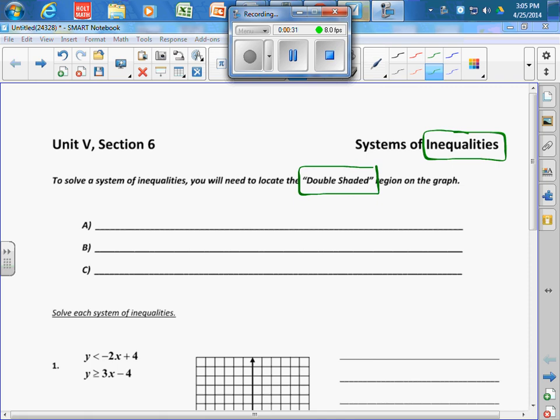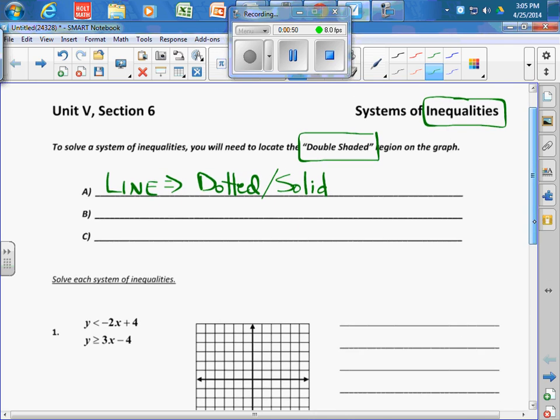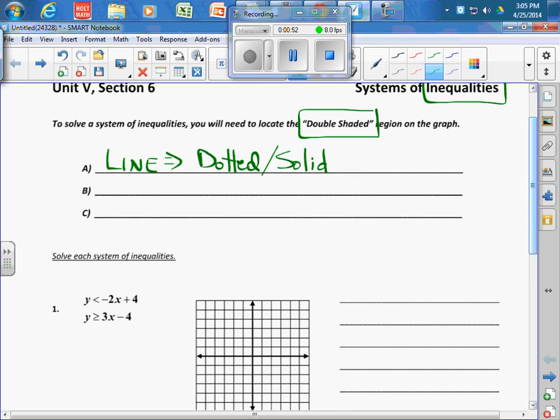Step A. Remember, we're actually going to be graphing the line. Now, in an inequality, the line itself will either be a dotted line or a solid line, depending on if it's less than or equal to, greater than or equal to, just less than, or just greater than. We'll talk about that in just a minute. Remember, we have to shade either, most of the time, above the line or below the line. We'll talk about that.